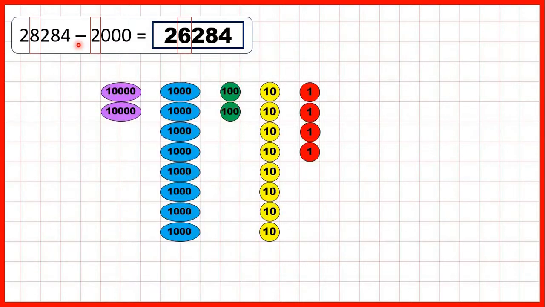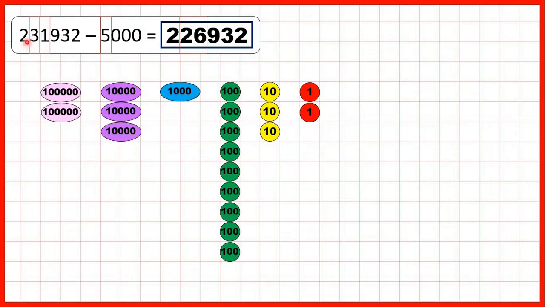So let's look back to this first question and use place value counters to show the subtraction. We started with 28,284, which is represented here. To subtract 2,000, we can just take away 2 of our 1,000 place value counters, and that leaves us with 6 thousands. But then we started with 231,932, which we can see here.